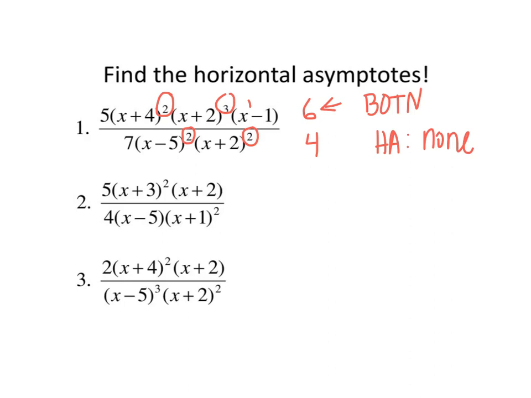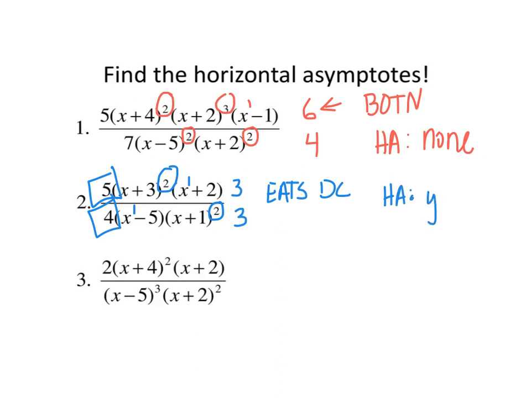Okay, let's look at the next one. So for this next one, our degree is 2 and 1, which is 3. And the degree of the denominator is 1 and 2, which is again 3. So this one is EATS DC. Exponents are the same. Divide your coefficients. So my coefficients are 5 and 4. So if I divide those, then my horizontal asymptote will be y equals 5 over 4.